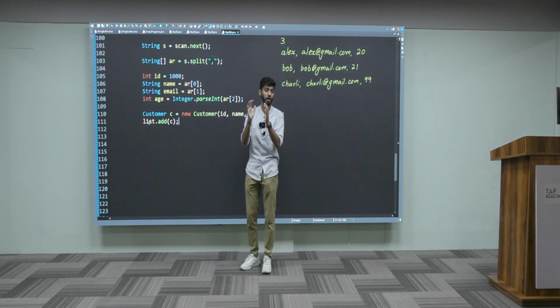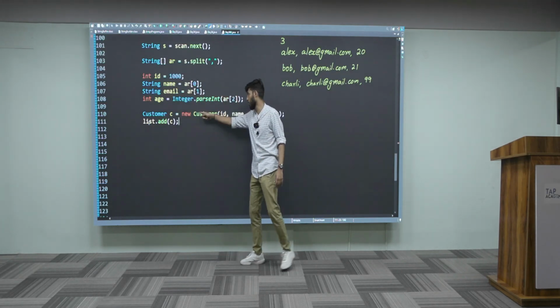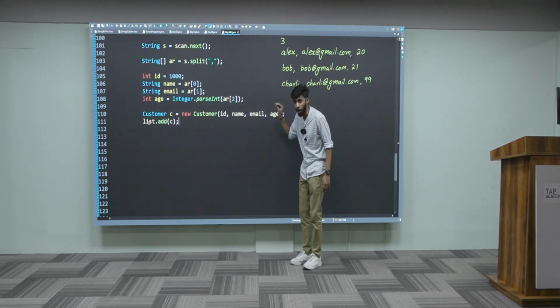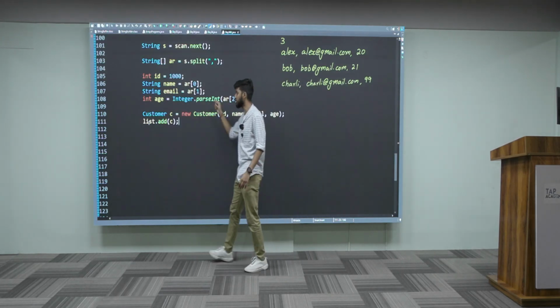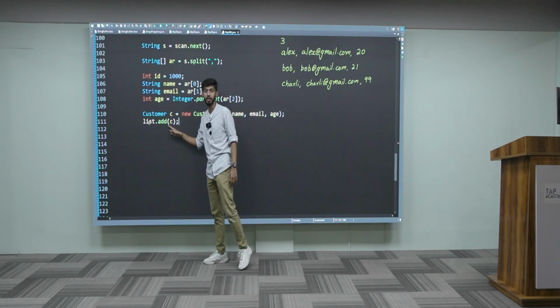After that you need to create one object of customer. I am creating an object of customer. Whatever object you have created, where should you add it? Inside the list. I am adding it to the list.